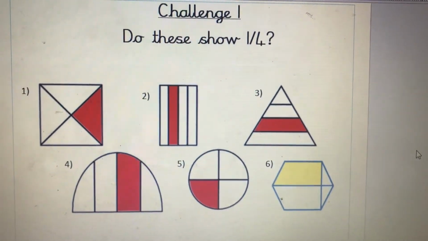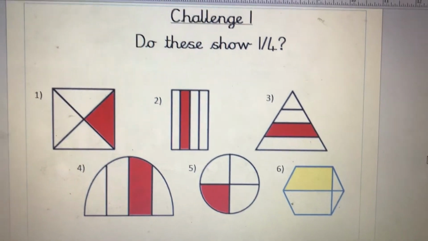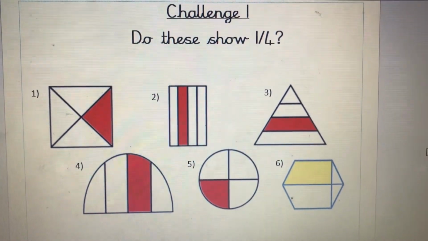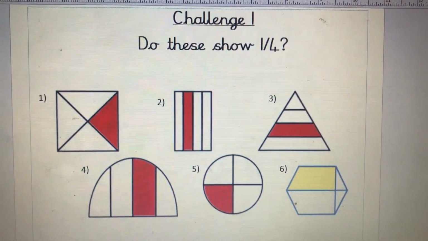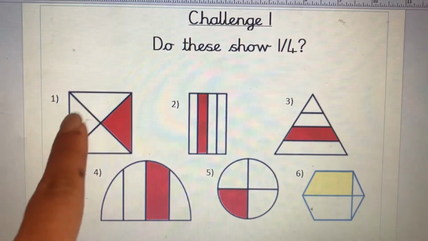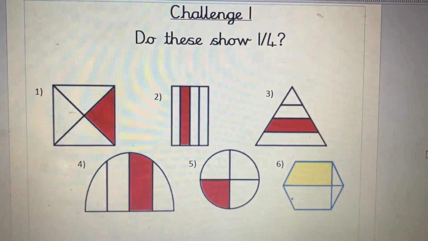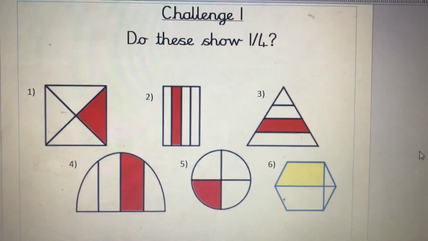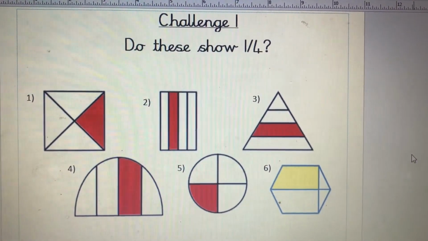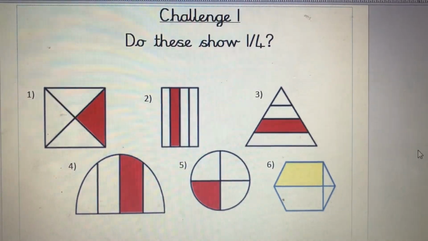Okay, so here is your maths challenge number 1. So just like yesterday, you've got to tell me, do they show a quarter or not, and why? So again, write number 1, 2, 3, 4, 5, 6 in your book, and just simply do a tick or a cross, or write yes or no. Okay, so do they show a quarter or not, and why?